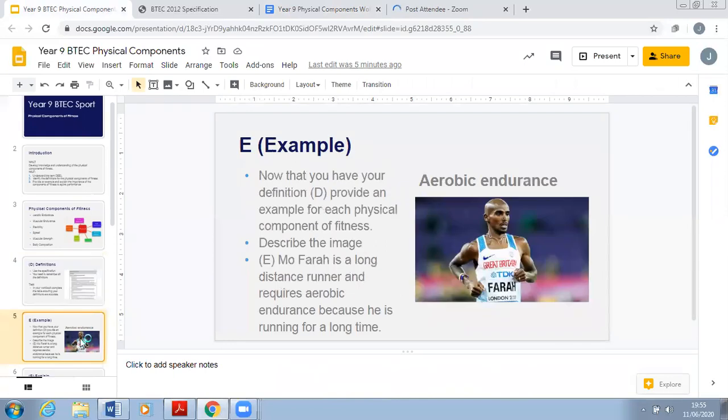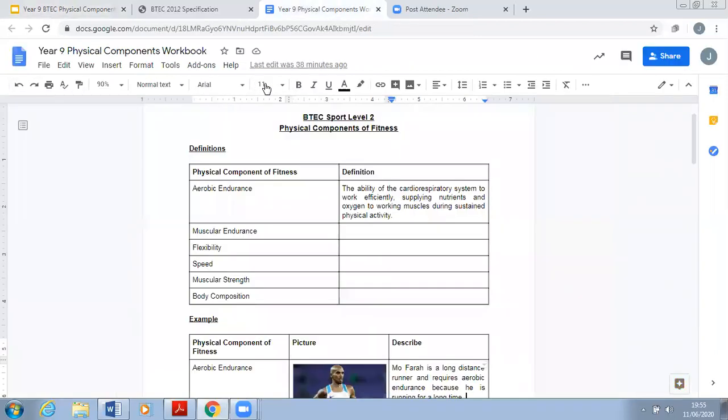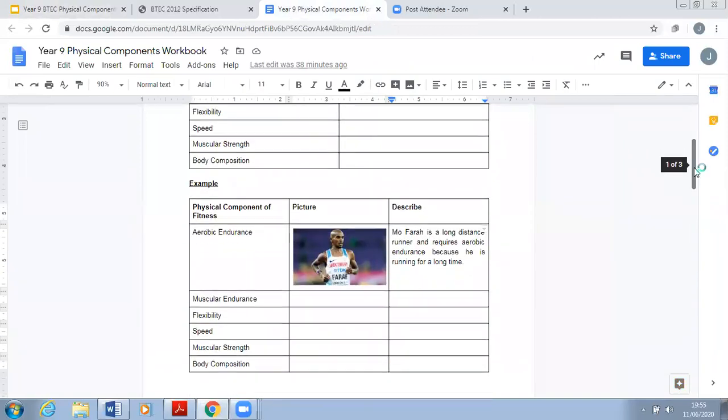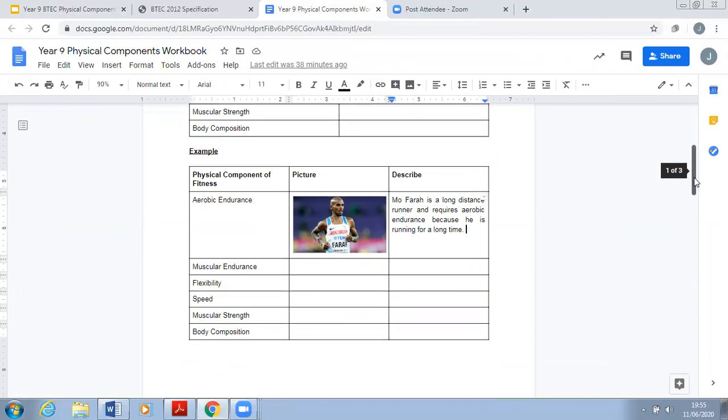So once you've got your definition then, you then provide an example. That's our next E. So we've got here, Mo Farah is a long distance runner and requires aerobic endurance because he is running for a long time. Obviously he does 5,000, 10,000 meters. He's running for a prolonged, sustained amount of time. Okay, and we've just taken our understanding of the specification and provided a really good sporting example as to why aerobic endurance is important for Mo Farah. Okay, and it's brief, just very brief, very descriptive.